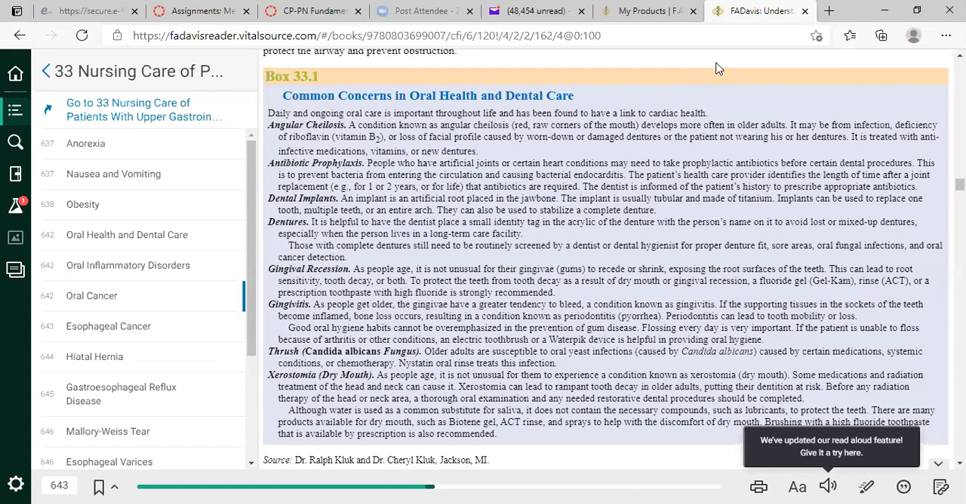And make sure y'all reread this because this is critical. This is something y'all will be tested on. This is information that will pop up when you sit for your state board. So you want to review antibiotic prophylaxis.